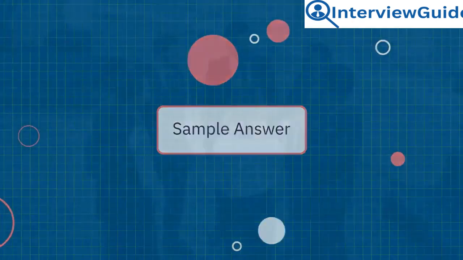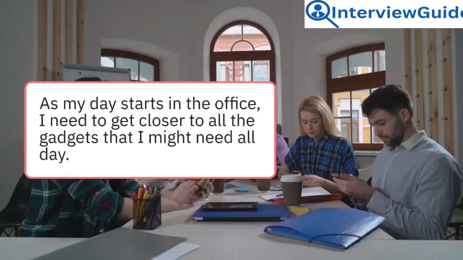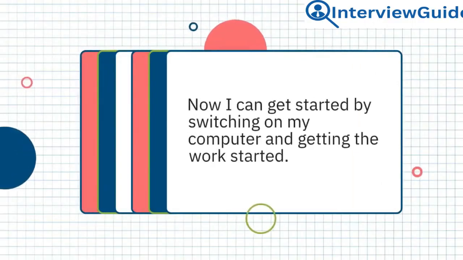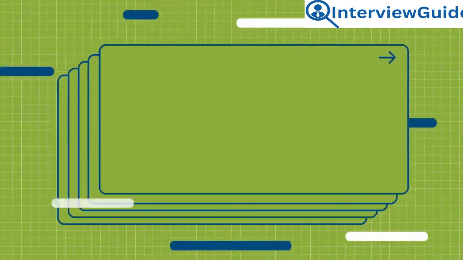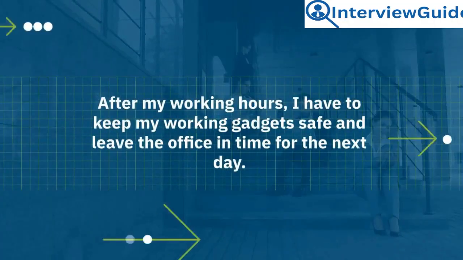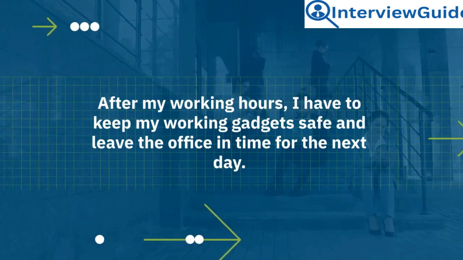Sample answer. I understand that I have to be in the office on time. As my day starts in the office, I need to get closer to all the gadgets that I might need all day. Now I can get started by switching on my computer and getting the work started. I believe that I must take short breaks to freshen up and relax my mind a little bit before I continue with my work. After my working hours, I have to keep my working gadget safe and leave the office in time for the next day.